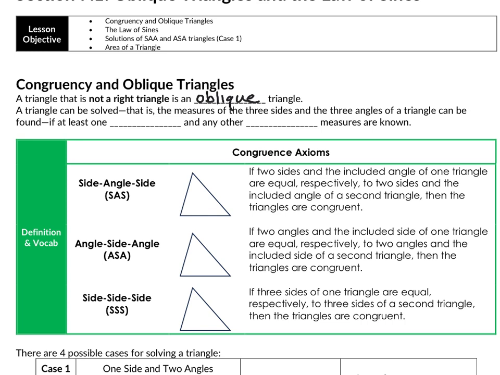Solving means find all of the sides and all of the angles, if at least one side is known and any other two measures are known. So that could be two sides, as long as one of them is a side.